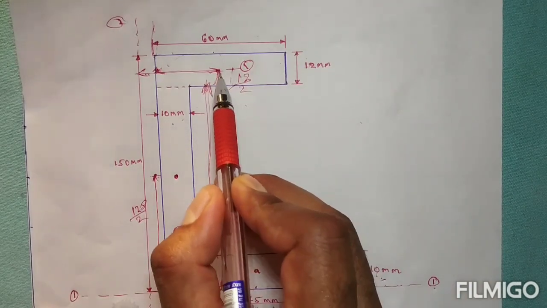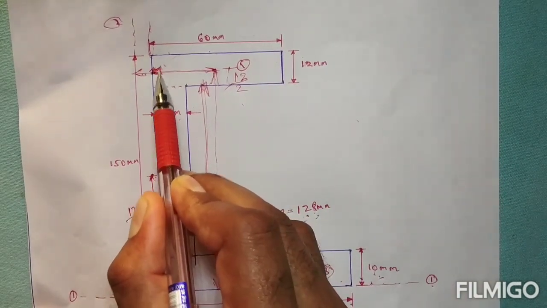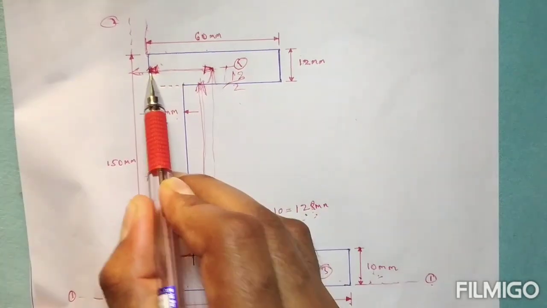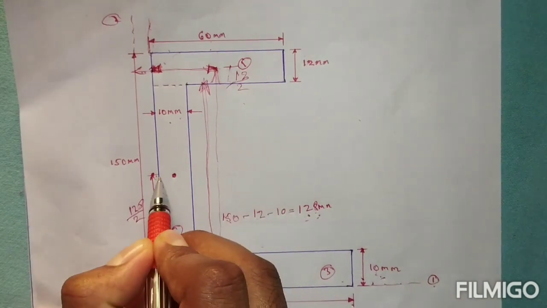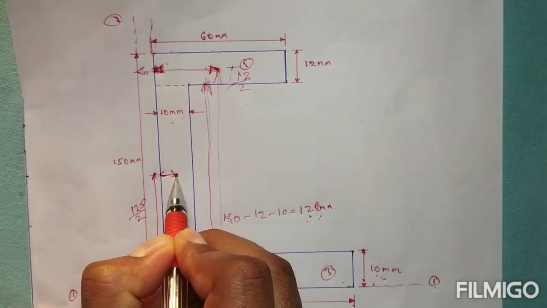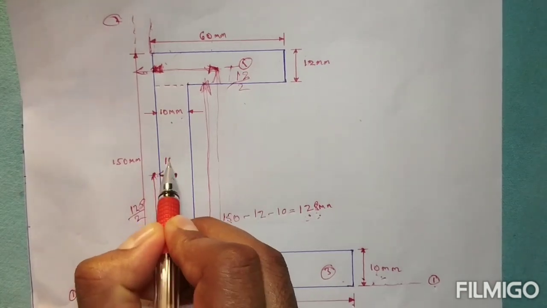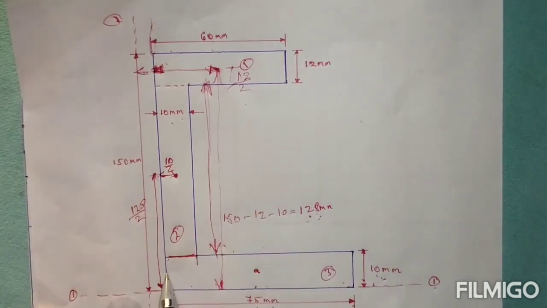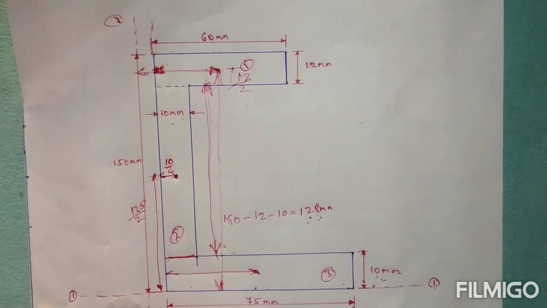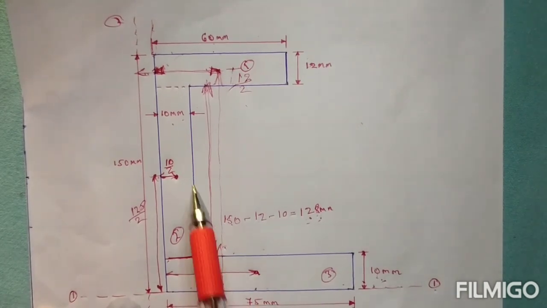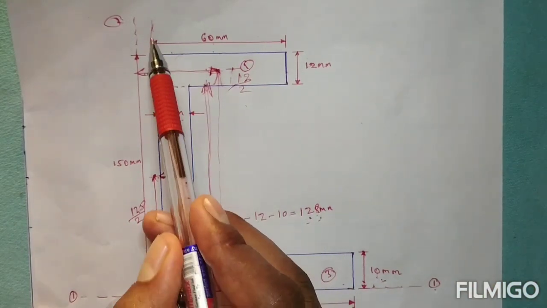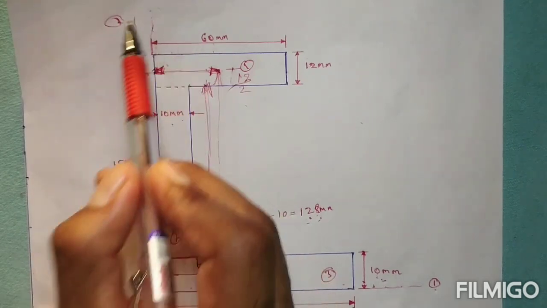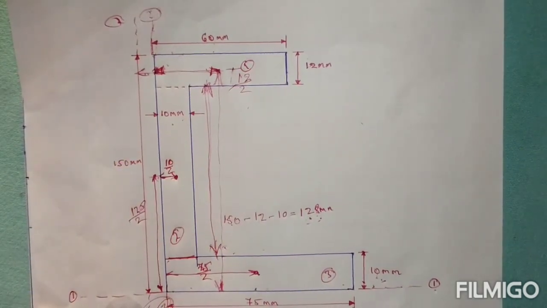From here to here, that will be 60 by 2. That is for the first component. From here to here for the second component's CG, that will be 10 by 2. Similarly from here to here, the width is 75, so 75 by 2. The CG of each component is the same, but you have to take reference axis 2 2.